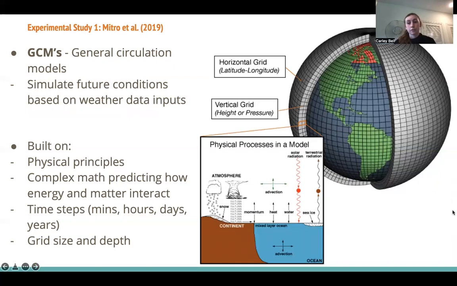So what a general circulation model is, like I said, that's what they used for the climate projections. It is a model that simulates future conditions based on weather data inputs. And so here's a picture of just kind of like what that would look like. And it's built on a lot of physical principles and complex math to predict the matter and the energy. And then there are time steps that can go from minutes, hours, days, years. And it is based on grid size and depth.